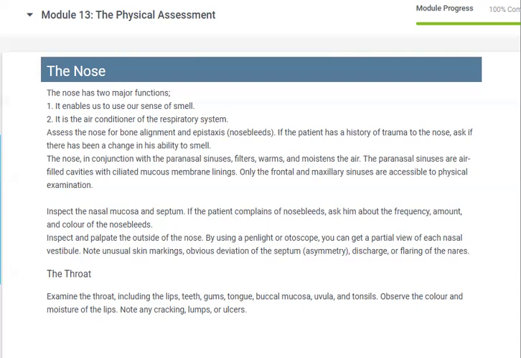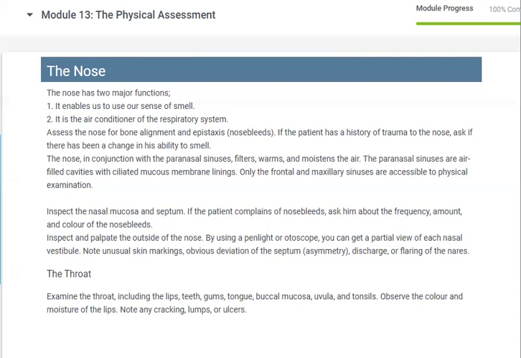Inspect and palpate the outside of the nose. By using a penlight or otoscope, you can get a partial view of each nasal vestibule. Note unusual skin markings, obvious deviation of the septum, asymmetry, discharge, or flaring of the nares.